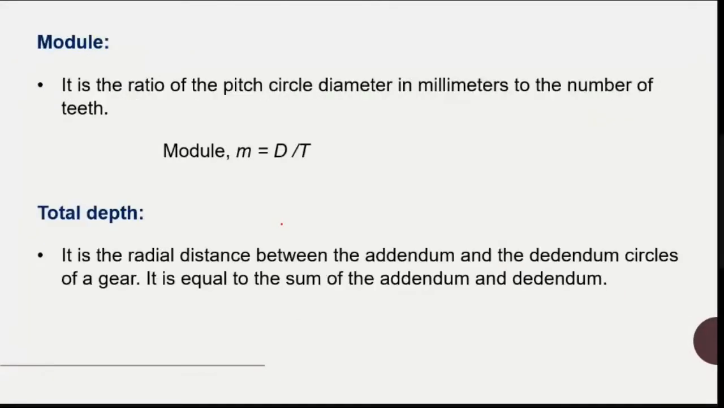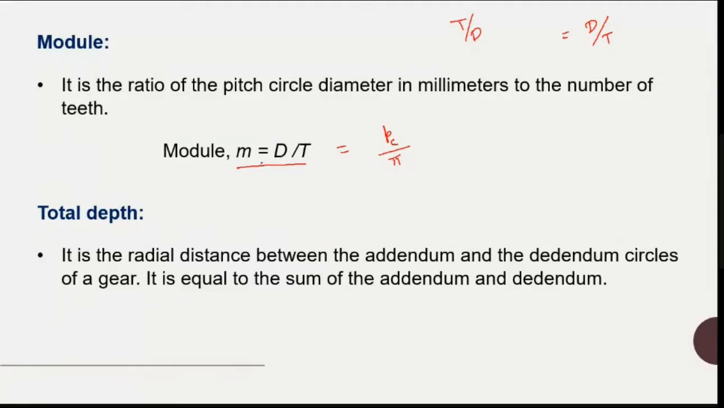The next one is module. This is just the reciprocal of diametrical pitch. Diametrical pitch is T by D, whereas this is D by T. We call this the module. It is the ratio of the pitch circle diameter to the number of teeth. We can also put it the opposite way: previously it was pi by PC, now it will be PC by pi. This is what we call the module.